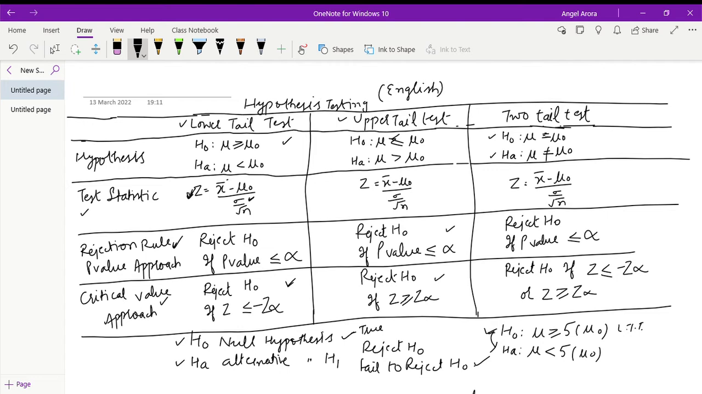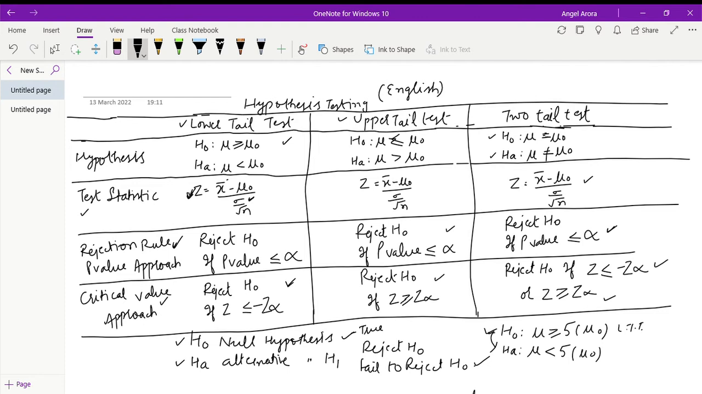So test statistic Z will be calculated in the same way. The p-value approach will be the same. There is only one difference. We will do that in our video of exercise 10.3. I'm telling you the p-value will be doubled. We have already done that in exercise 10.3, which I have already uploaded. So what will be the critical value approach? If this condition is true or this condition is true.